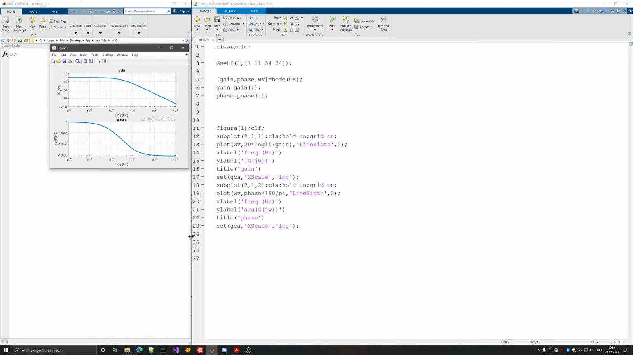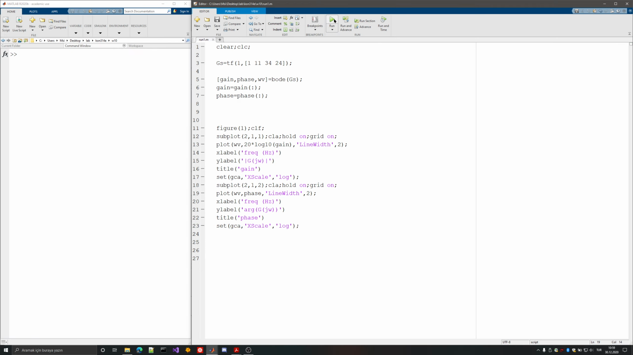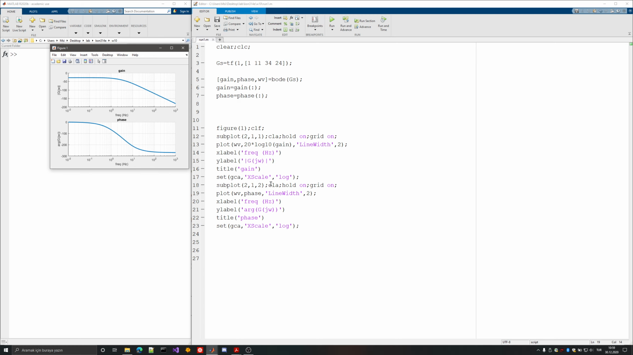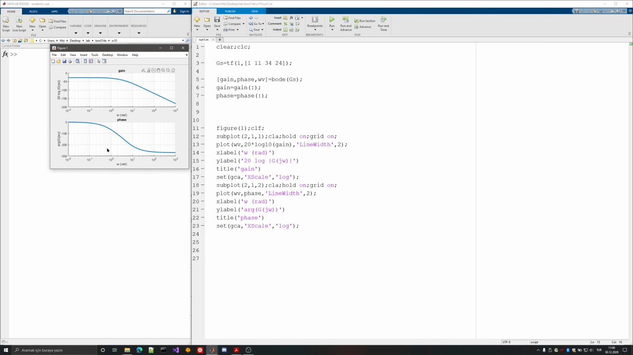Now the only thing I guess is that phase is directly in degrees. I'm not sure. Let's see exactly. If I multiply it, it will give me some wrong values here. I have to change this, by the way. This is omega in radians, and this is not true anymore. This is 20 log and then that, and this is the phase. There we go.